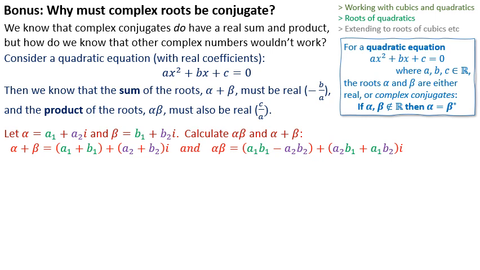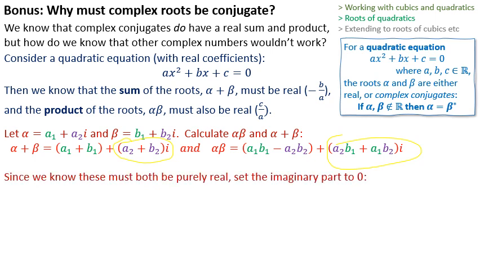Now, remember what we said. If we want the sum to be real and the product to be real, then really that's another way of saying these numbers we've got written here need to have a 0 imaginary component. We're basically saying this bit needs to cancel out and disappear, and this bit needs to cancel out and disappear. Well, let's start with the simpler one. A2 plus B2 would have to be 0. And then the other one, A2, B1 add A1, B2, would also have to be 0.